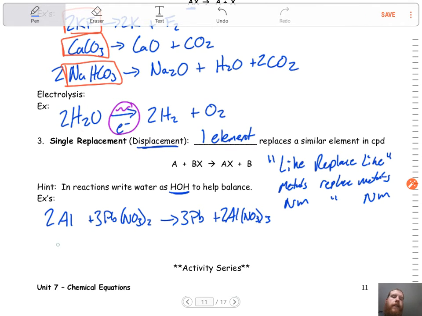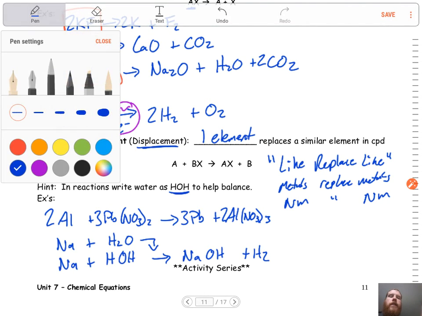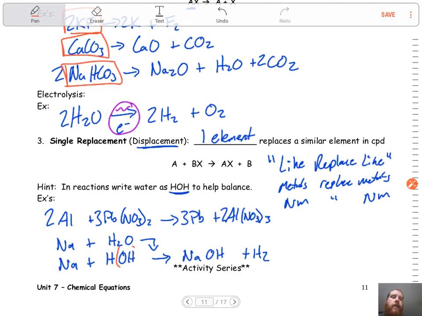All right, next example, sodium plus water. What I would encourage you guys to do is write it like this. Sodium plus HOH yields sodium hydroxide plus water. And the reason I encourage students to write water this way is now you can see the polyatomic ion on both sides. So you can balance that as a package deal instead of trying to split it up into just hydrogen and oxygen by itself. It's up to you.